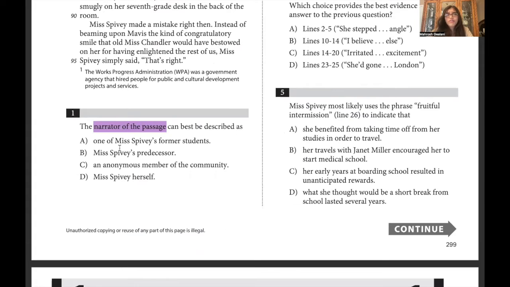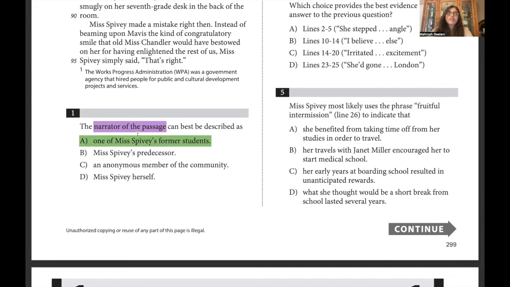Well, you could go out on a limb and say this actually is a predecessor. But what is it most likely? It's someone who is one of Miss Spivey's former students. She's recalling what happened when Miss Spivey walked in the room, what she was like, the stories that she would tell. You're looking at someone who's talking about Miss Grace Spivey in the past tense.